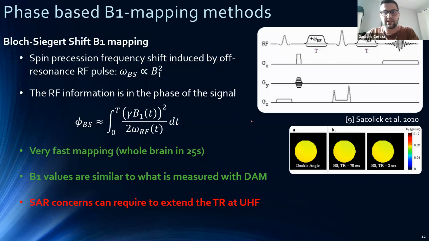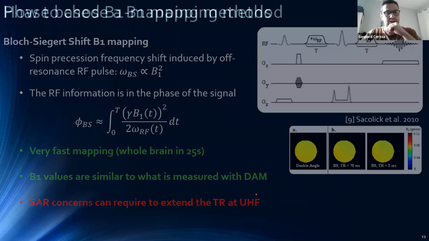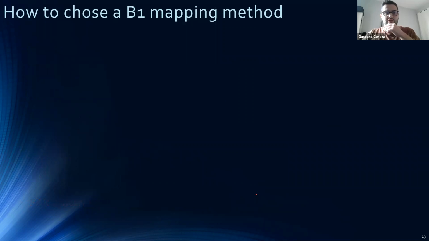The only problem is that applying off-resonance pulses might make a higher SAR. So SAR is the specific absorption rate. And when we have a radio frequency field in the body, there is some energy deposition in the body that is measured using the SAR. And so it can be dangerous for the patient at ultra-high field because the SAR becomes more important at ultra-high field.